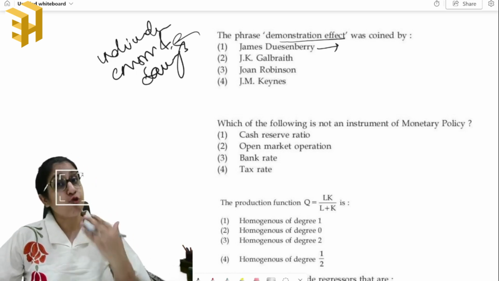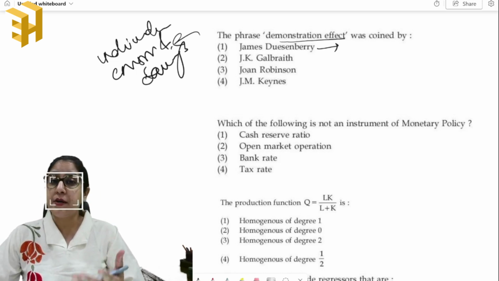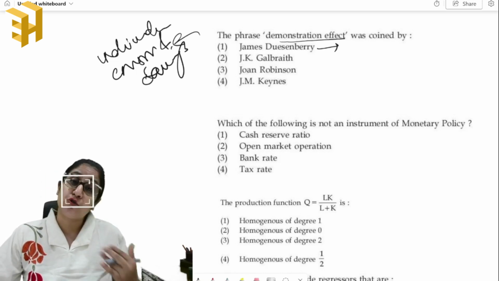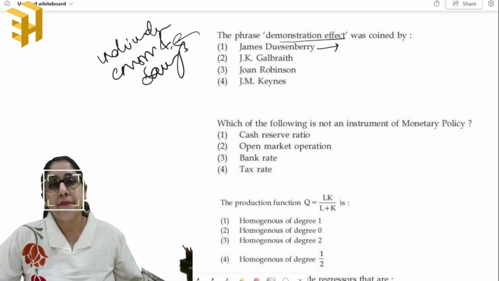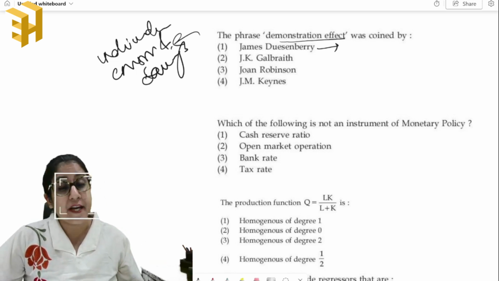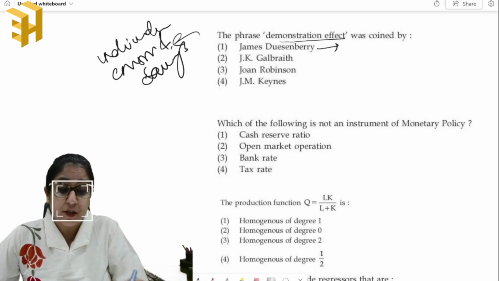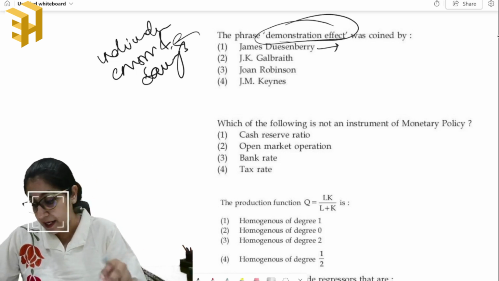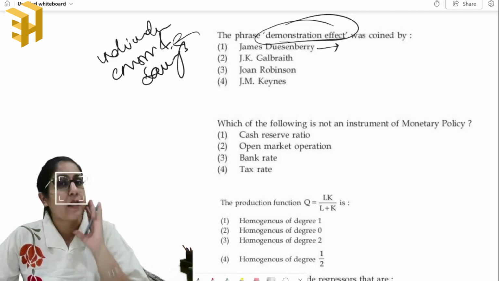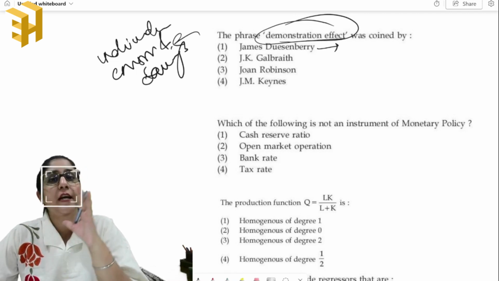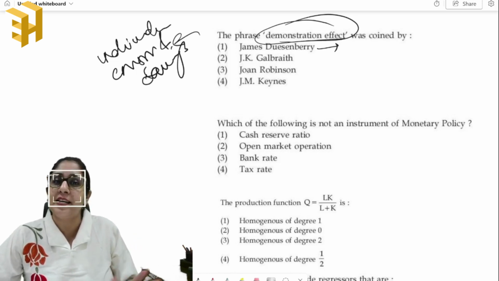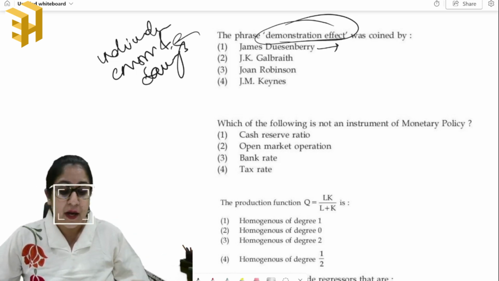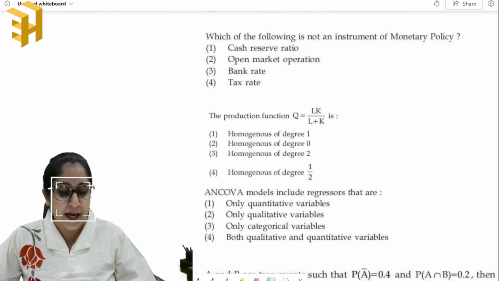So what your social circle consumes, that will be consumed by you. How your social circle behaves economically, that will determine your behavior in reality. So that is what demonstration effect mainly states, that the consumption patterns are mostly influenced by the social circle in which an individual is living, right? Moving on to the next question.